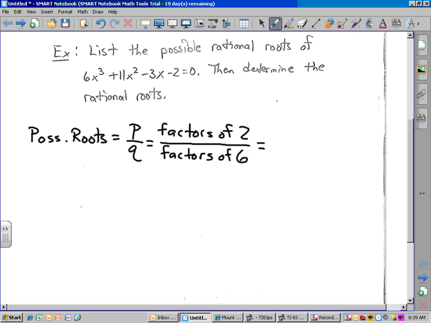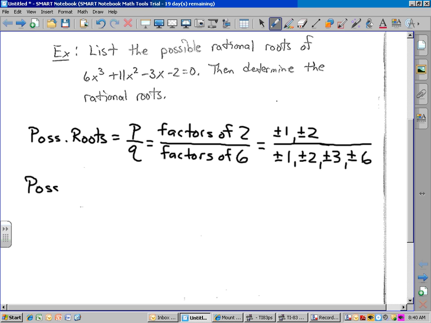So if we look at the factors of 2, it's going to be plus or minus 1 and plus or minus 2. If you wish to write them out as 1, negative 1, 2, negative 2, that's fine as well. You'll see that this will get very lengthy here if you do that, though. 6 plus or minus 1, plus or minus 2, plus or minus 3, and plus or minus 6. So we have 2 numbers on top being divided by 4 numbers on the bottom. We must consider all of those possibilities as possible roots.